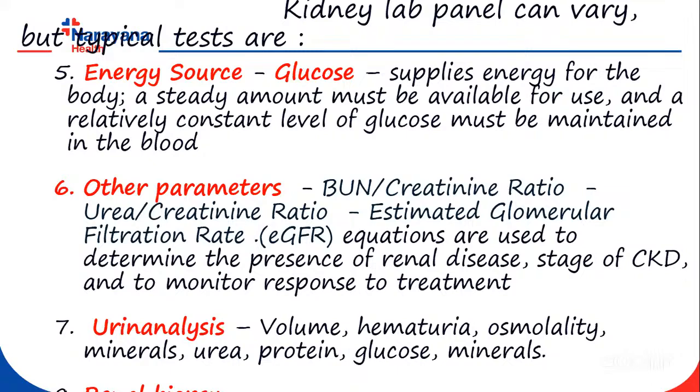Then other tests included in the renal function test are glucose, which is the energy source, and other parameters like BUN creatinine ratio, urocreatinine ratio. All these are important parameters. Urine analysis is important, measured for volume, hematuria, osmolality, minerals, urea, protein, and glucose. What can be seen in the last line is the renal biopsy. In certain cases, it's not the norm to do a renal biopsy, but it's done more for when there's no response to treatment or as a follow-up event.